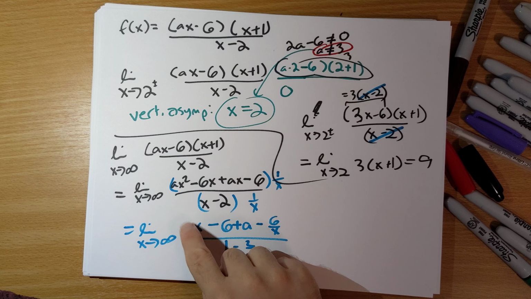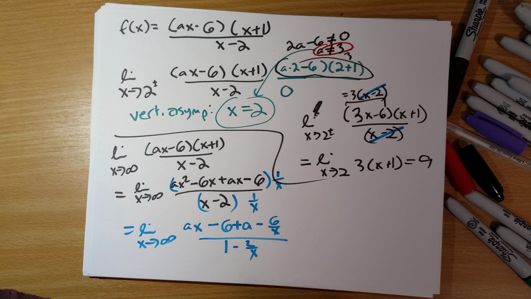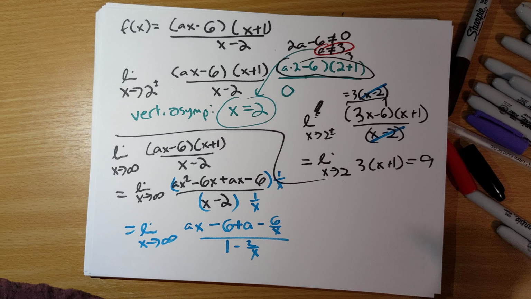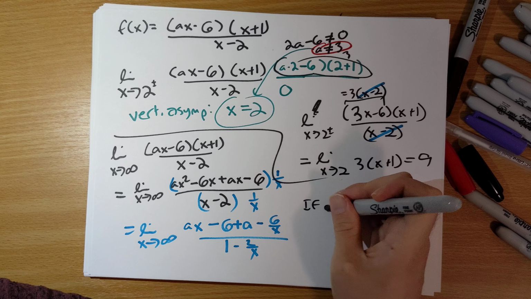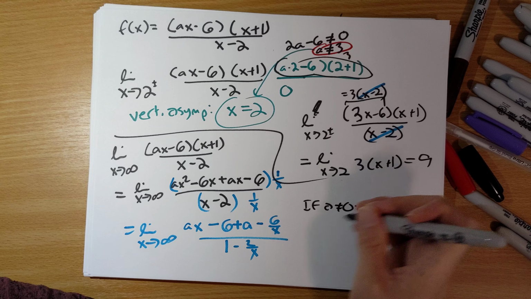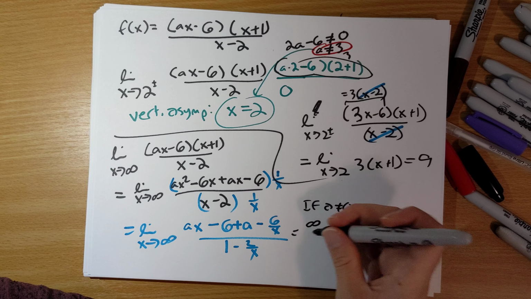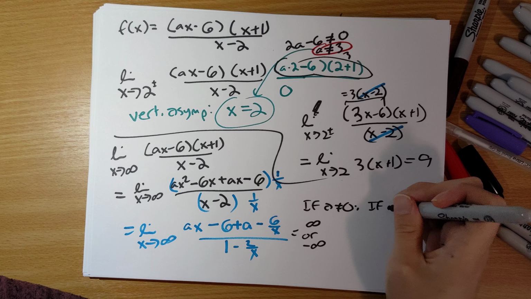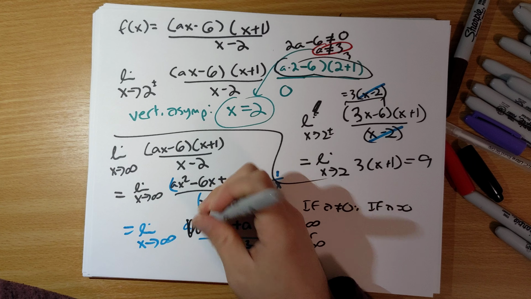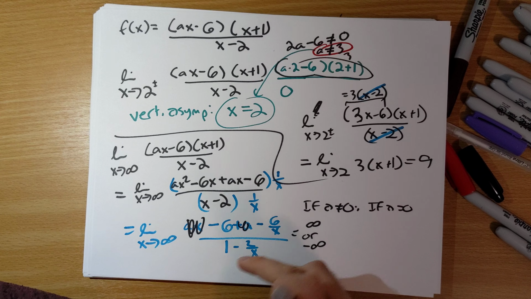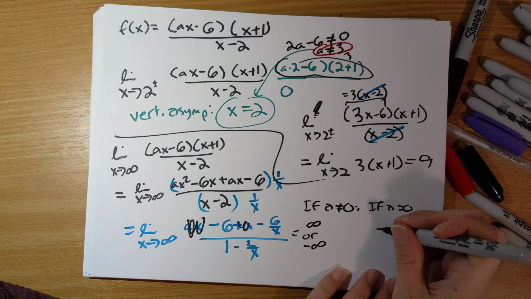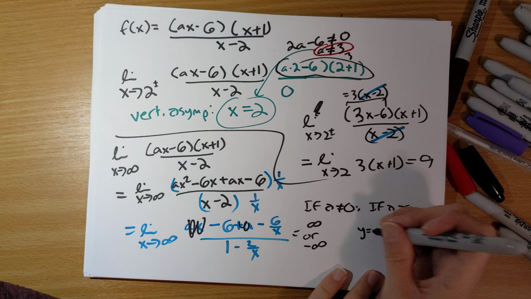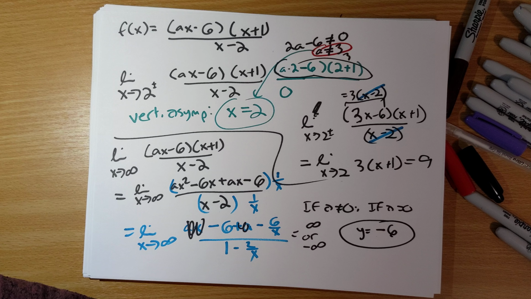or negative infinity, depending on the sign of a, except when a is equal to 0. So if a is not equal to 0, then this is going to equal positive infinity or negative infinity, depending on whether a is positive or negative. But if a is equal to 0, that term goes away. That term also goes away. And the limit here is equal to negative 6, and that gives you a horizontal asymptote.